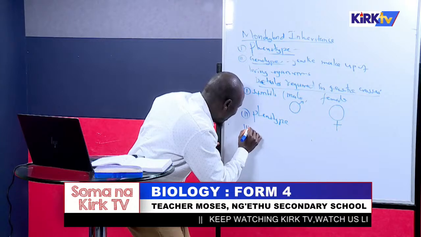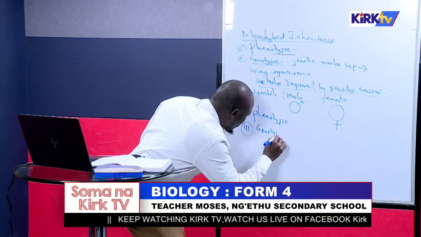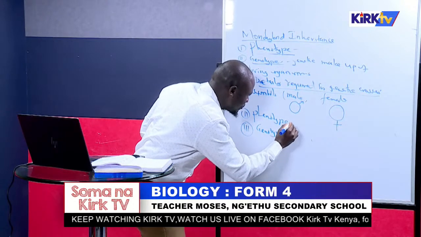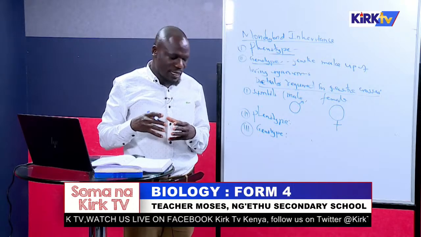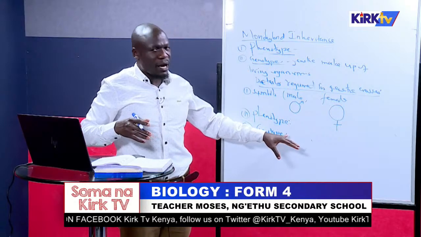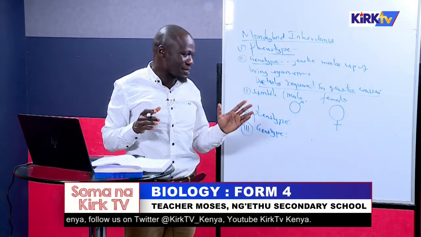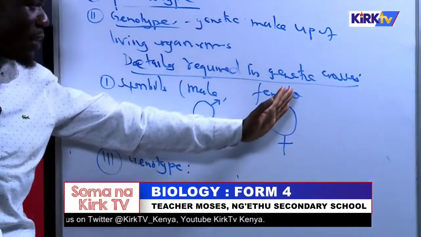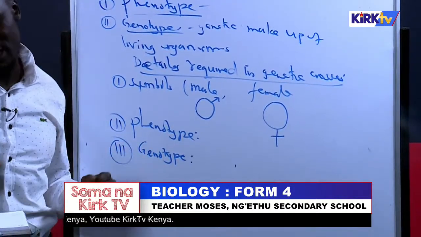Then after that, we'll also have something to do with the genotype. We must include the genotype. And the genotype here is about the genetic makeup. As I've said before, the genetic makeup of a living organism must be presented in pairs. The one for the male and the one for the female. We are going to see how they are supposed to be presented in pairs.